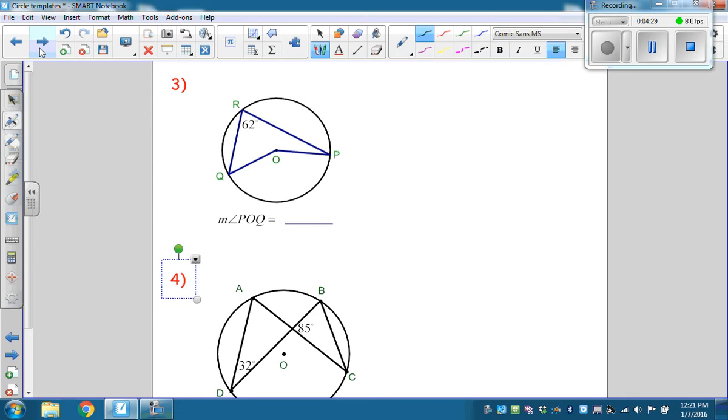Okay, third problem. Another inscribed angle. Looking at this inscribed angle, that's our given information here, and we want POQ. So we want to find the central angle. What I know is that since this is 62, I know this is 124 degrees, because R is the inscribed angle for that arc. And so O has to also be 124 degrees because it's a central angle.